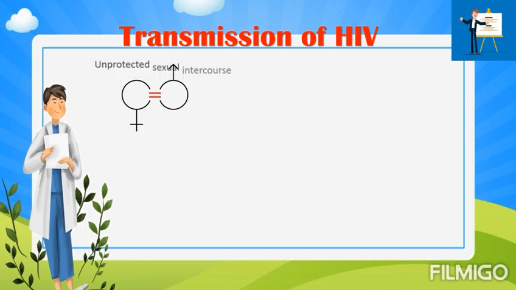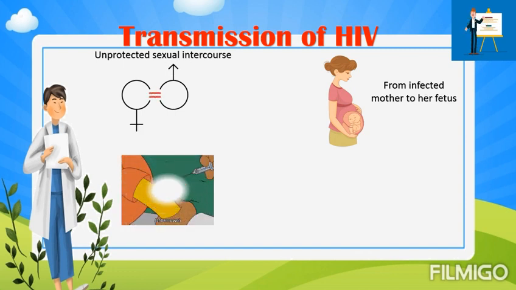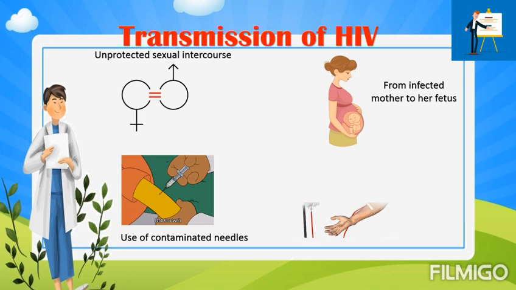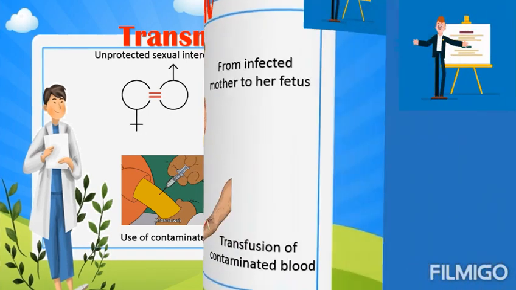How can HIV be transmitted? There are four means to transmit HIV. The first is by unprotected sexual intercourse. From an infected mother to her fetus, this is the second way to transmit HIV. The third is using contaminated needles, such as in cases of drug addiction. And the last one is by contaminated blood transfusion from an individual who has HIV to another one.